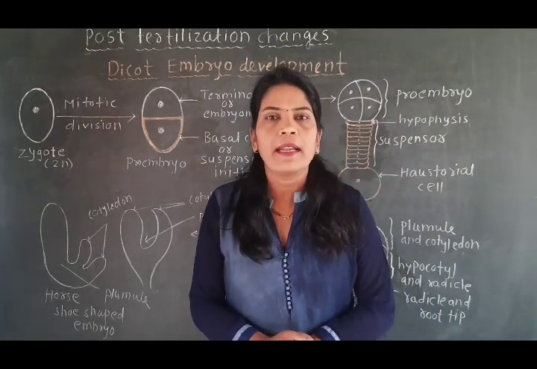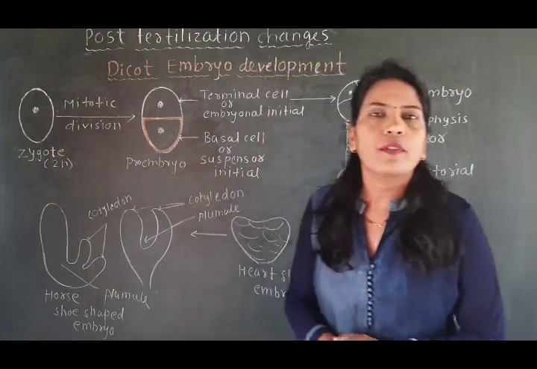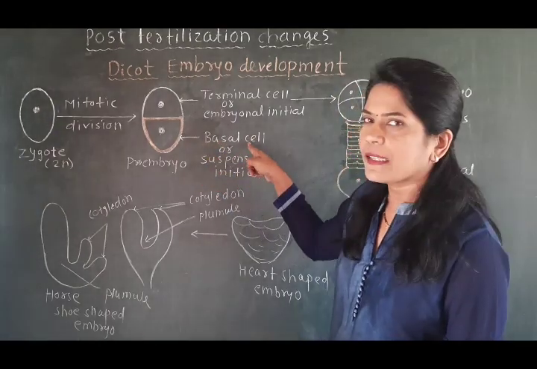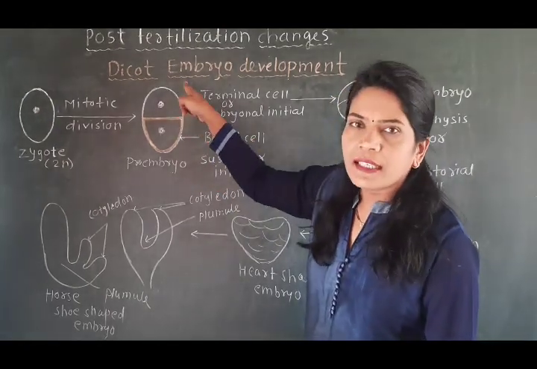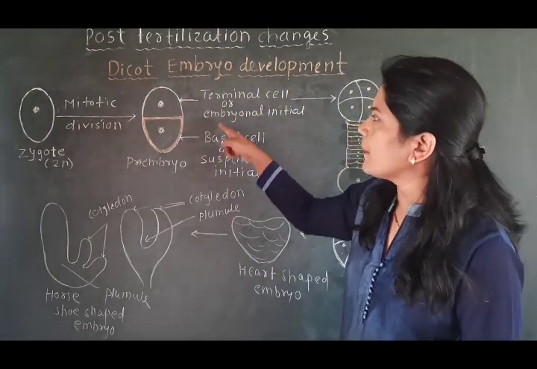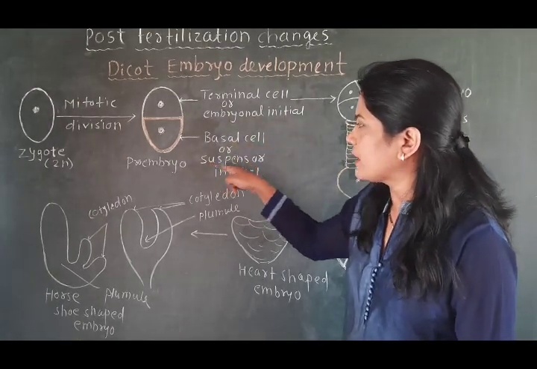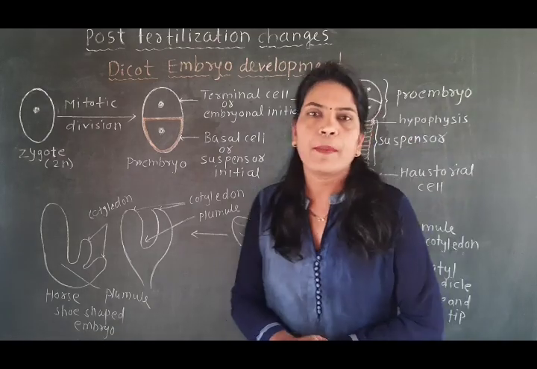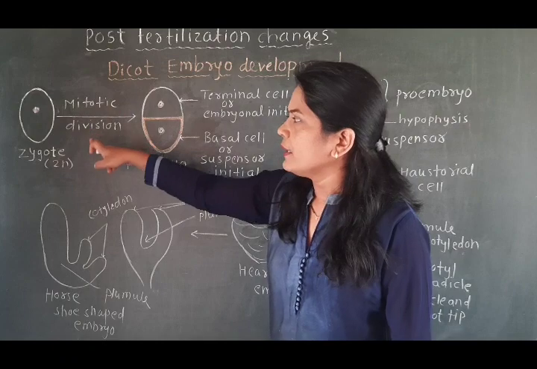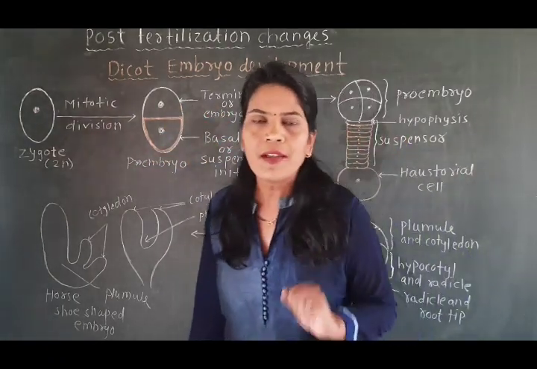So keep in mind the two cells which are formed after the division of the zygote by mitosis. One cell near the micropyle end is called the basal cell. Another cell near the chalaza end is called the terminal cell. The terminal cell has another name, embryonal initial cell, while the basal cell has another name, suspensor initial. So after the zygote divides by mitosis, these two cells are formed which we call the proembryo.